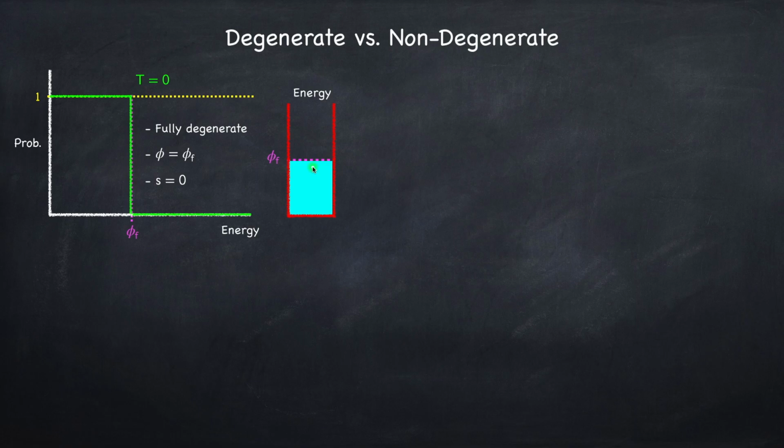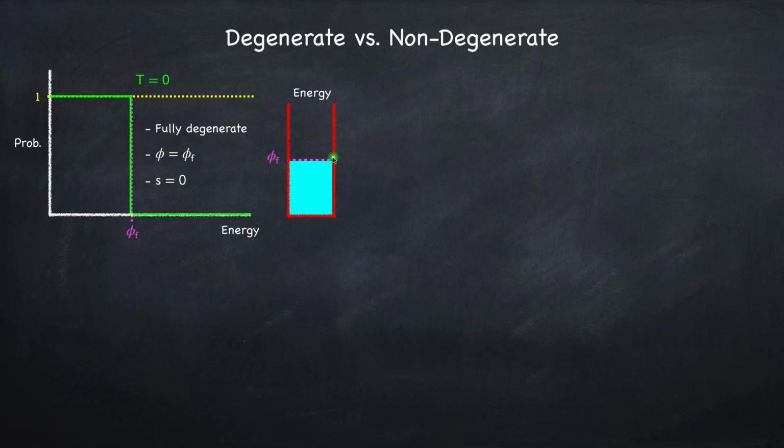And if you wanted to add one particle while keeping the entropy zero, you'd have to stick it right above the Fermi energy, or right at the Fermi energy. And so the chemical potential is the Fermi energy, because that's the energy you got to put in the system to add one particle while keeping the entropy constant, or in this case, zero.